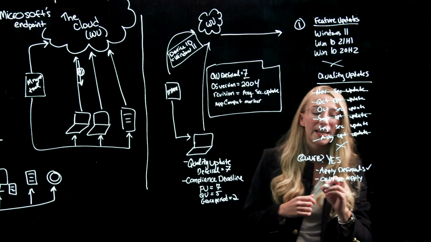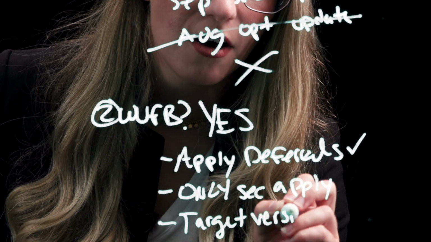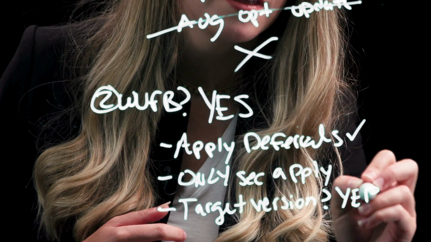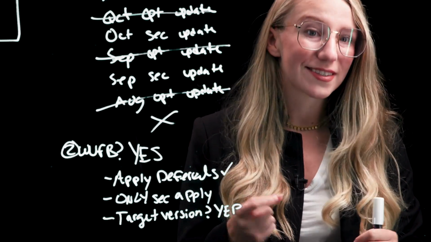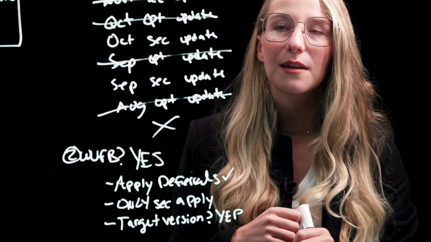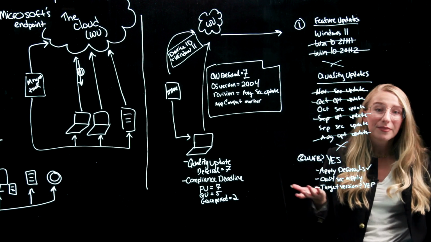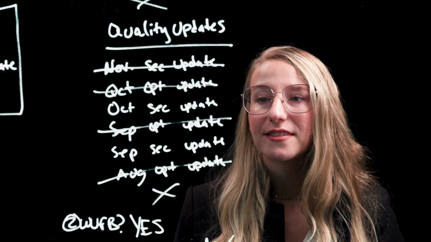And finally, it's going to say target version. So did they target a specific version of the OS to move to? In this case, yep. We targeted Windows 11. That means that the only feature update that's going to be applicable to this device is going to be Windows 11. So we don't need either of those updates anymore either. They're not applicable. Great, so now we've limited this list down to only a few updates that are actually applicable to the device.